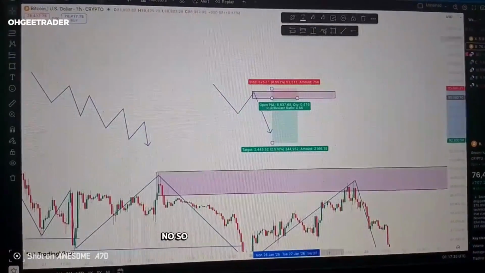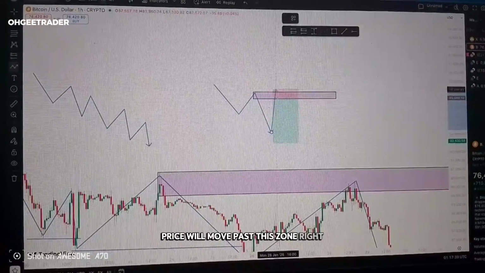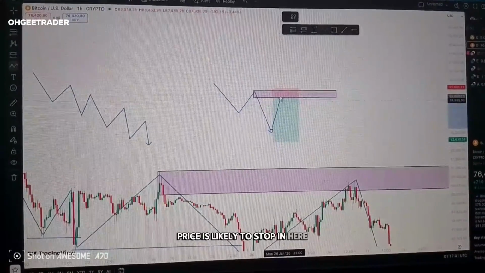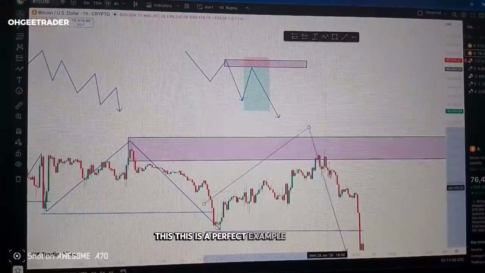So what are you expecting? Since we're in a downtrend, price will move past this zone, right? Price is likely to stop in here and continue the downtrend. This is a perfect example of it here.